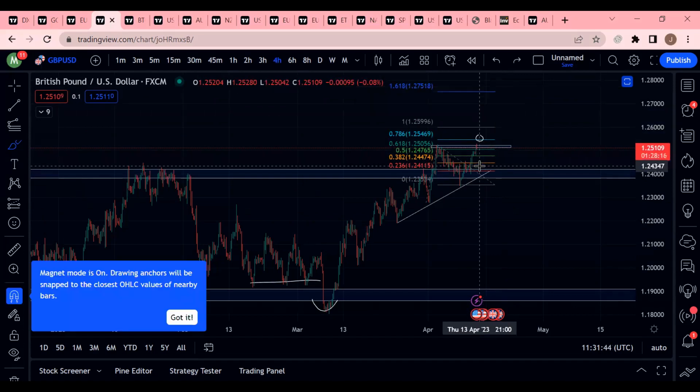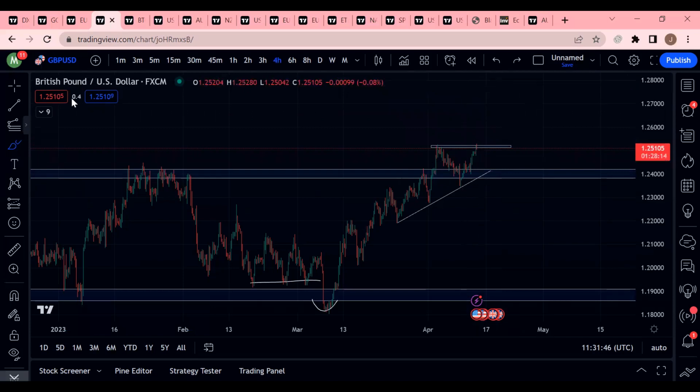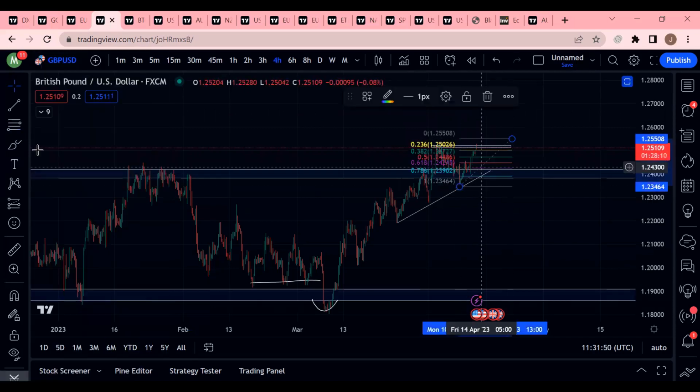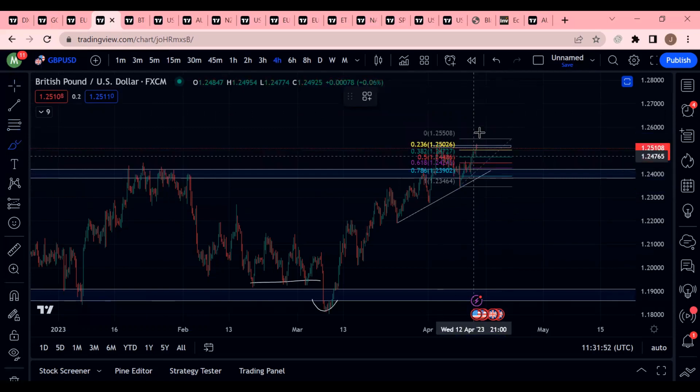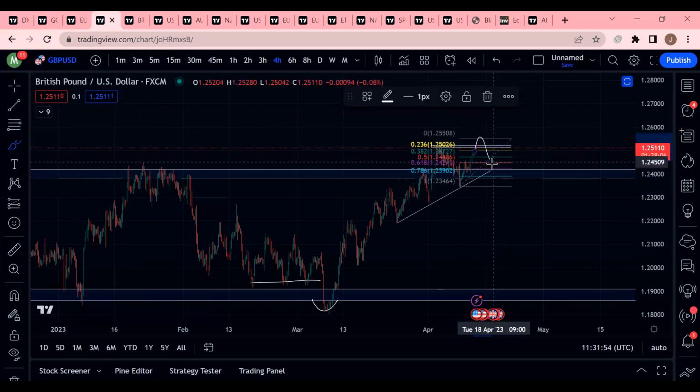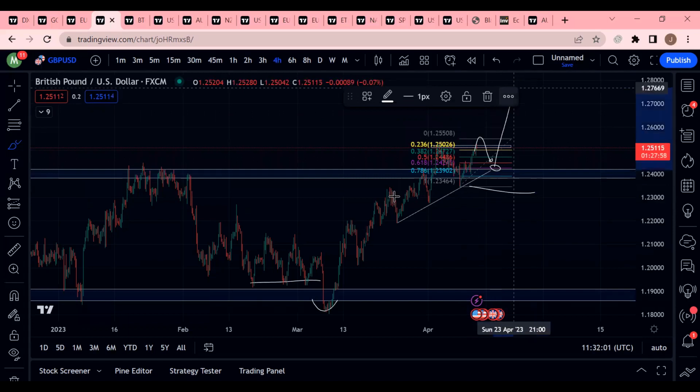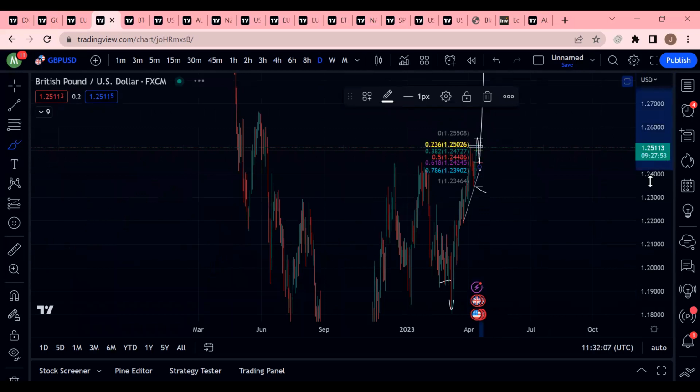Are you getting it? So if you are retracing properly, I know that I have other confluences already telling me that this market might just go to 0.786, come back to 0.5, then I start buying again, putting my stop loss under here, or it might come to 0.618, then I start buying again to go to the upside.